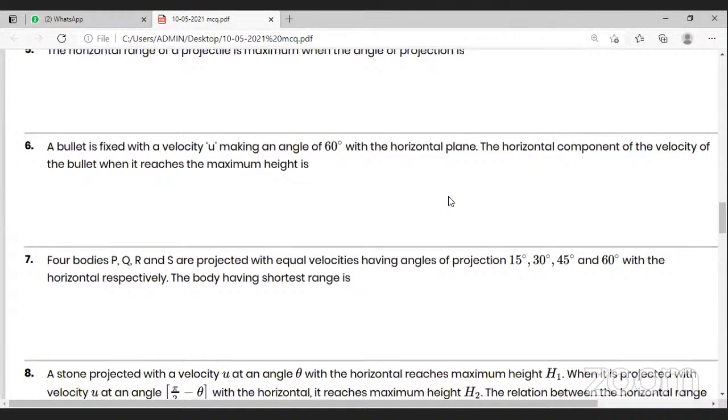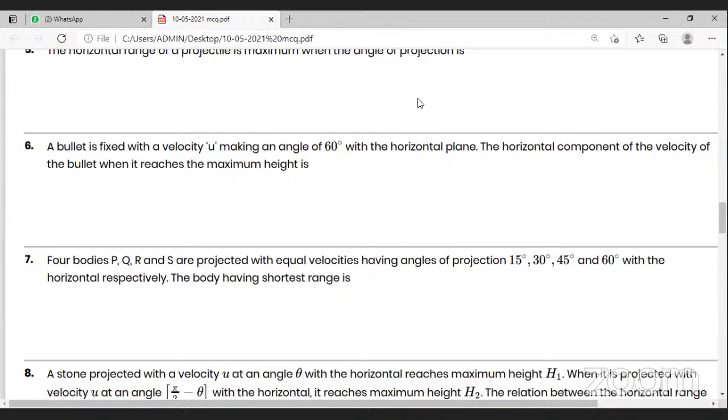Next, question number 6. A bullet is fired with a velocity u, making an angle 60 degrees with the horizontal plane. The horizontal component of velocity of the bullet when it reaches the maximum height? Wherever the bullet is, the horizontal component of velocity always remains the same, because horizontal motion is uniform motion. Whatever the initial horizontal velocity is, at any point the same horizontal velocity is maintained. What is the formula for horizontal velocity here? u cos theta only.